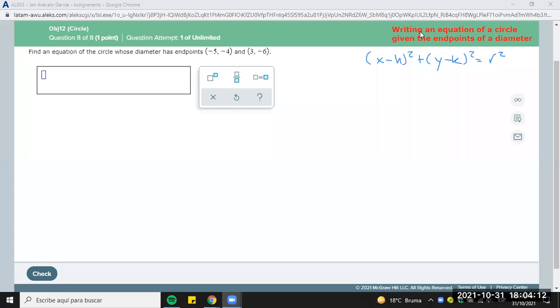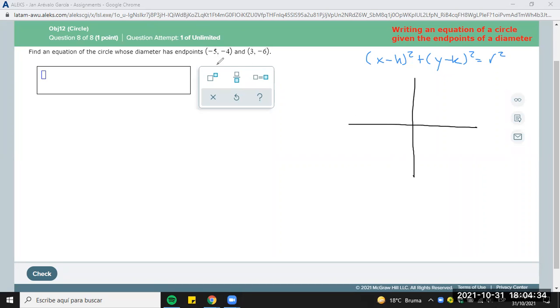Hey guys, look at this one called write an equation of a circle given by the endpoints of a diameter. This is a very interesting one because let me do a drawing first. We have the endpoints of a diameter. That means that, let me make a drawing.